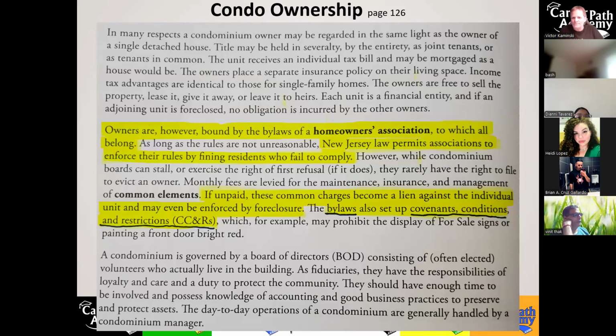which they could then try to collect by foreclosure. So the bylaws also set up covenants, conditions, and restrictions, or the acronym CC&Rs, which may prohibit the sale or the display of a for sale sign, or painting your front door bright red, or putting up certain decorations or flags or plants and whatnot. The reason for this is condominiums like to keep everything uniform, because with uniformity, you can keep stable the values.